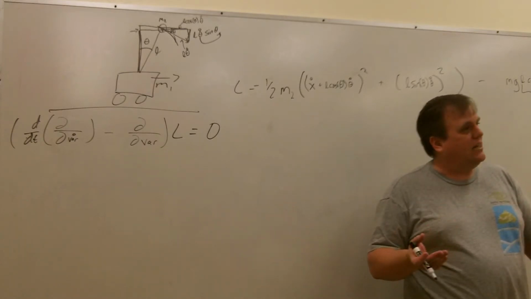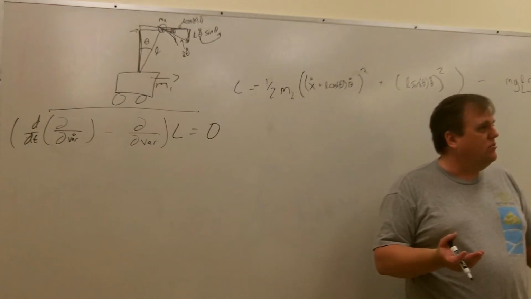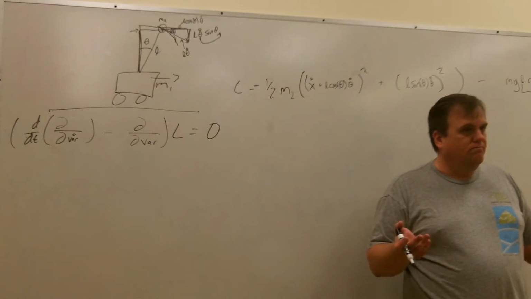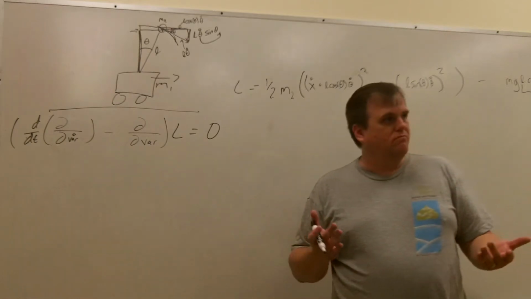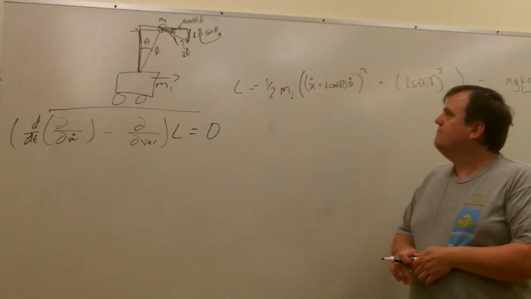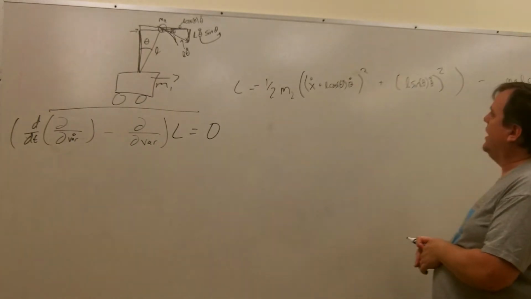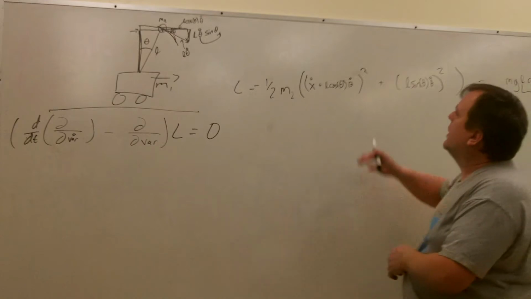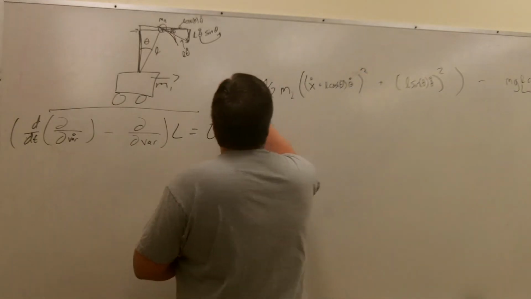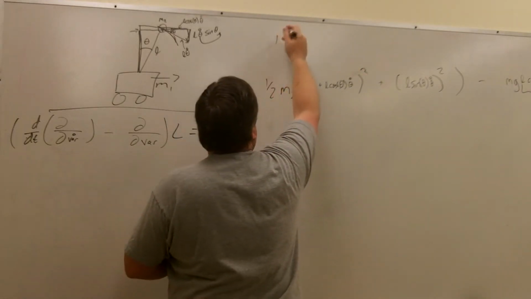I have one in the x and one in the theta. Good? Am I missing something? I don't know. Where did the M1 go? Yeah, the thing under. Oh, I forgot, I deleted it up there. I was supposed to have included the 1/2 m.